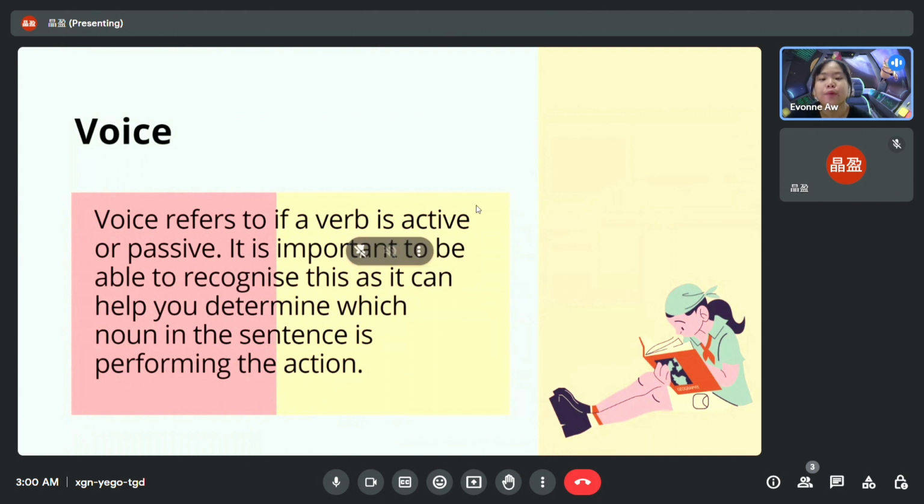Now we will continue to look at the voice. The meaning of the voice. Voice refers to if a word is active or passive. It is important to be able to recognize this as it can help you to determine which noun in the sentence is performing the action.